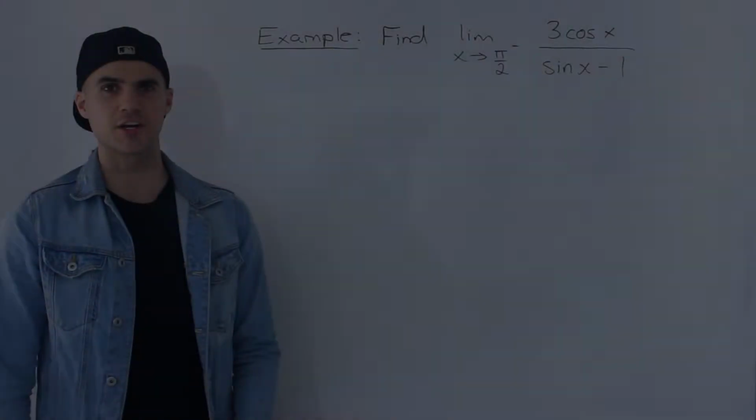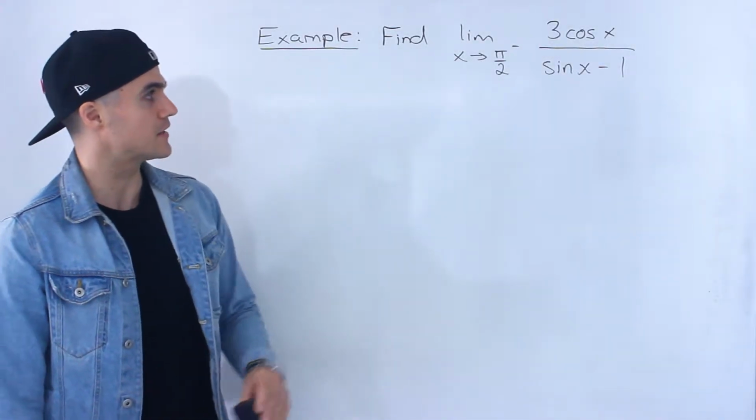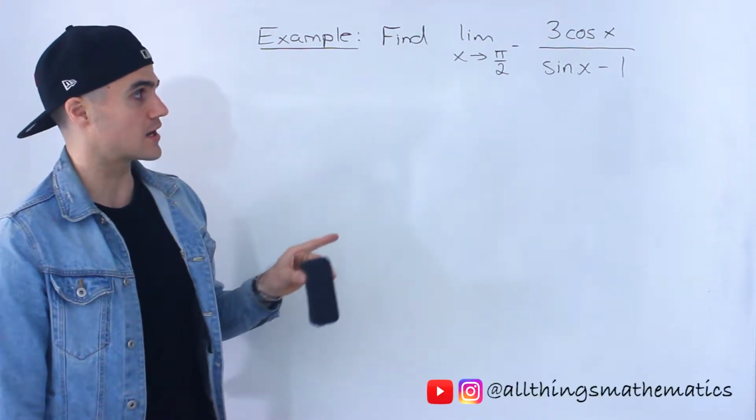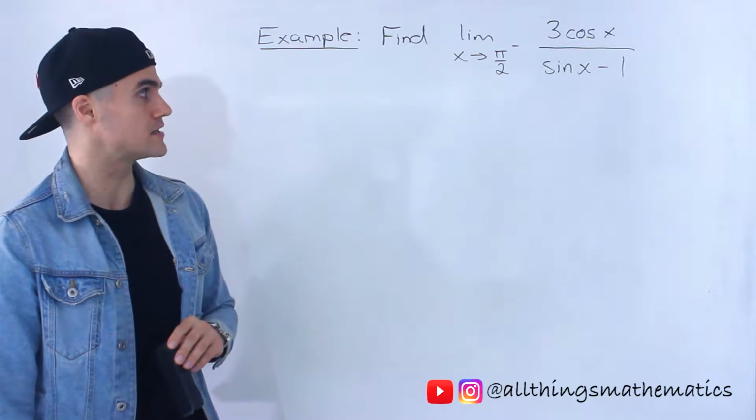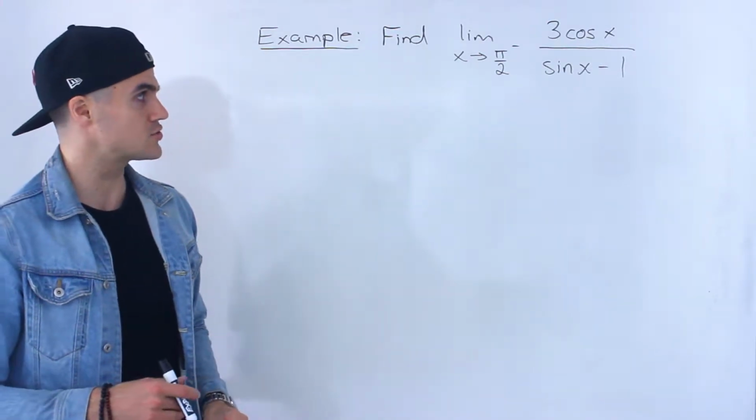What's up guys, Patrick here, welcome back. Moving on to the next example, we have to figure out this limit: the limit as x approaches pi over 2 from the negative side of 3 cos x all over sine x minus 1. With a limit, the first thing you always check is, can you do a direct substitution?